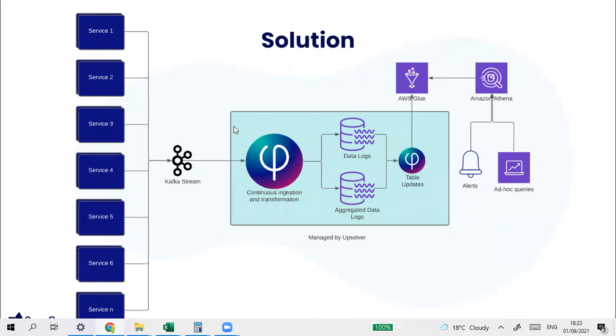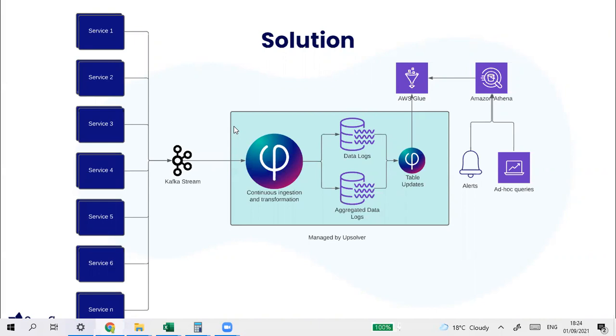So the solution we did was replace it with Upsolver. Basically, we have tens of, or more than tens of services generating raw data into the data lake. We are talking about petabytes per day of data streaming from multiple Upsolver nodes, streaming to S3 and into Athena.